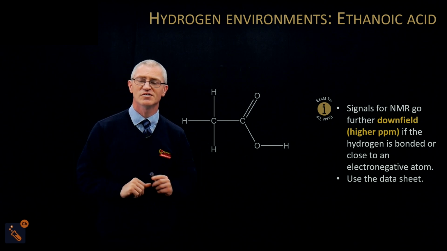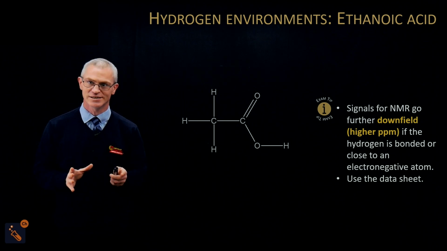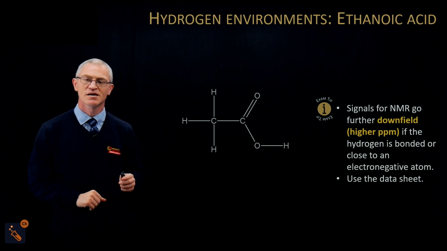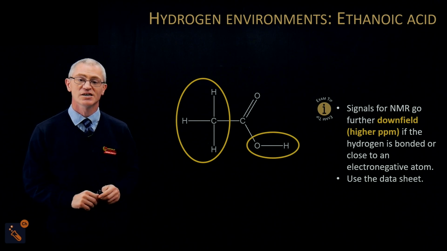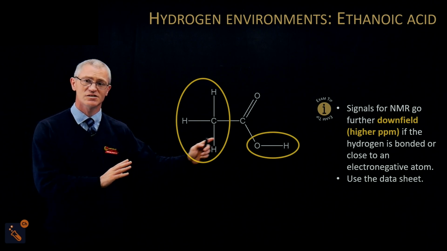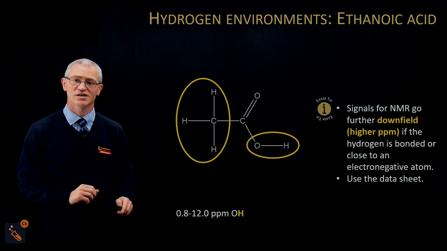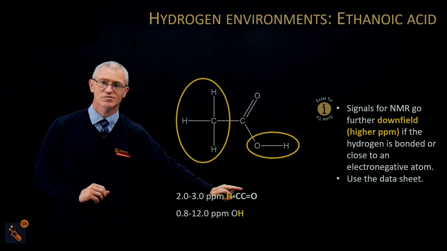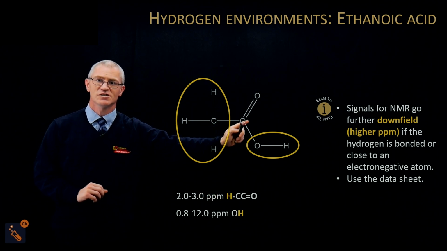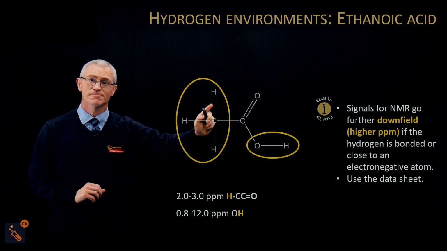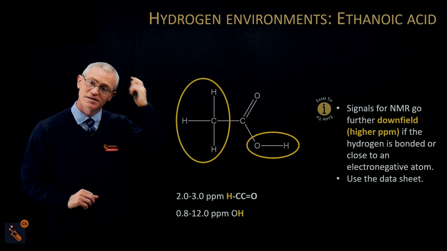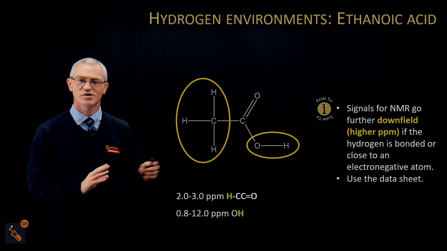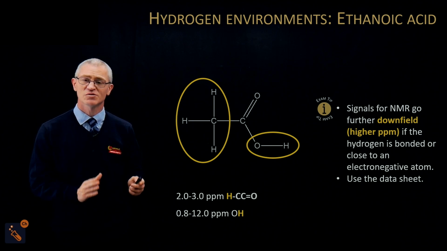Now, the most important thing though is to use the data sheet. Okay, so have the data sheet in front of you right now. If you don't have it, pause the video, get the data sheet. Now, as I said, there are two hydrogen environments. If you look at your data sheet, you can see an OH comes out between 0.8 and 12, and this, because it's connected to the C double bond O, you see a C double bond O, CH, so there's your C double bond O and then CH, that will come out between 2 to 3, and the OH will come out between 0.8 and 12. Now, what peaks are you actually going to see?